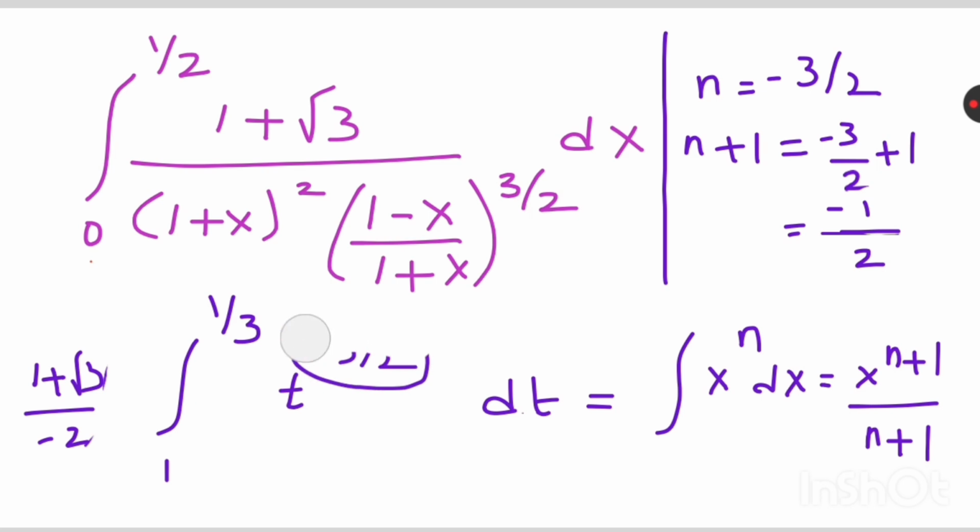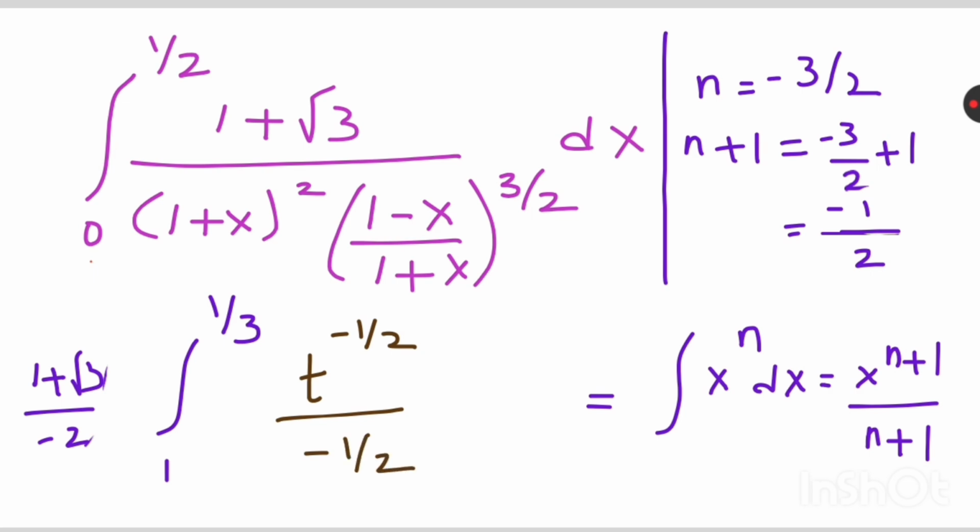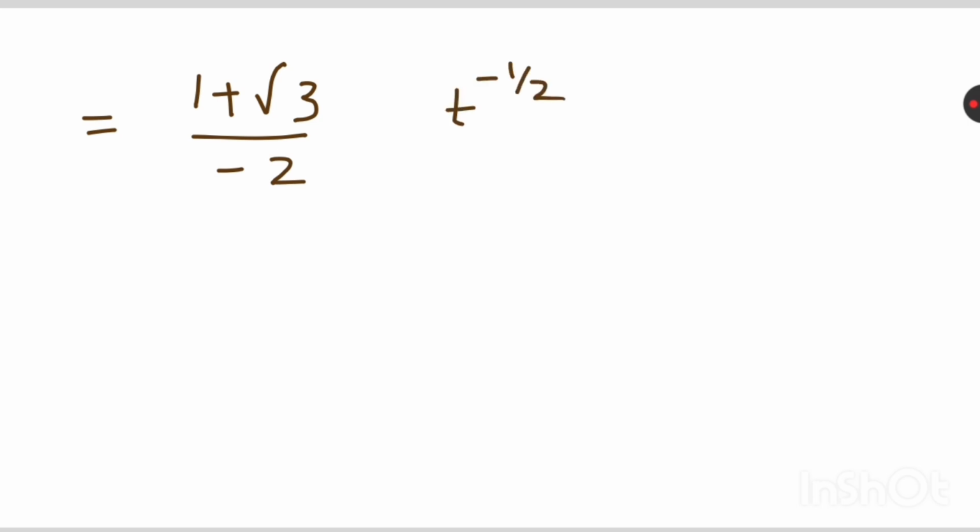So if you substitute here in this integral x raised to the power of n formula, then we are going to get t raised to the power of minus 1 over 2 over minus 1 over 2. The limits are 1 to 1 over 3 plus some constant. What we left, the constant term is 1 plus root 3 over minus 2. After doing the integration, we got t raised to the power of minus 1 by 2 over minus 1 by 2. So this minus in the denominator, minus 1 over 2. So when you send this 2 to the numerator, then we got only minus 2 in the numerator.